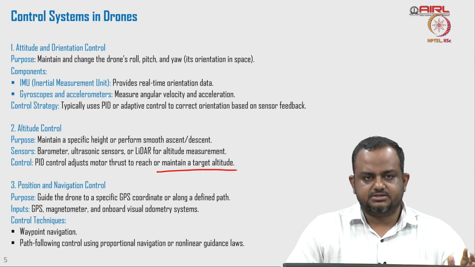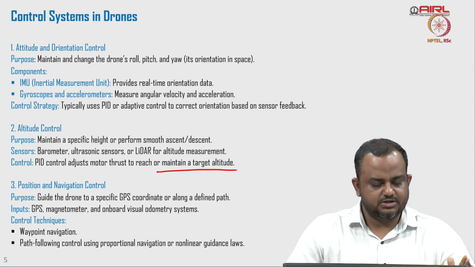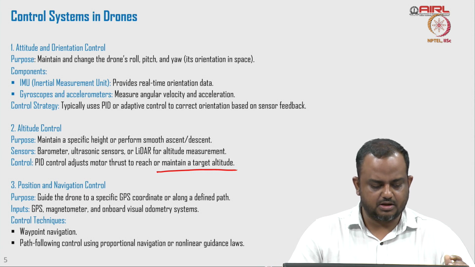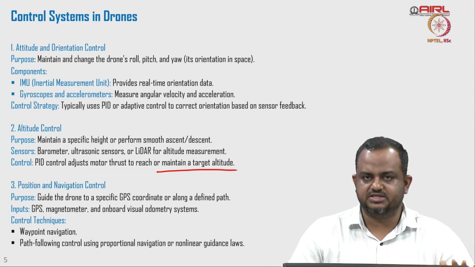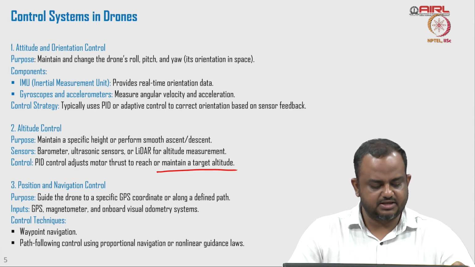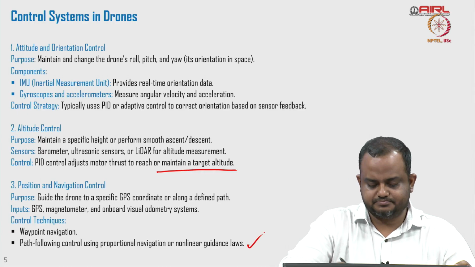Then there is the usefulness of control in position and navigation control of drones, where the purpose is to guide the drone to a specific coordinate or location and travel through a desired or defined path. The sensor inputs come from GPS, magnetometer, etc. and the control techniques adopted here are waypoint navigation and path following control using proportional navigation or some nonlinear guidance laws.